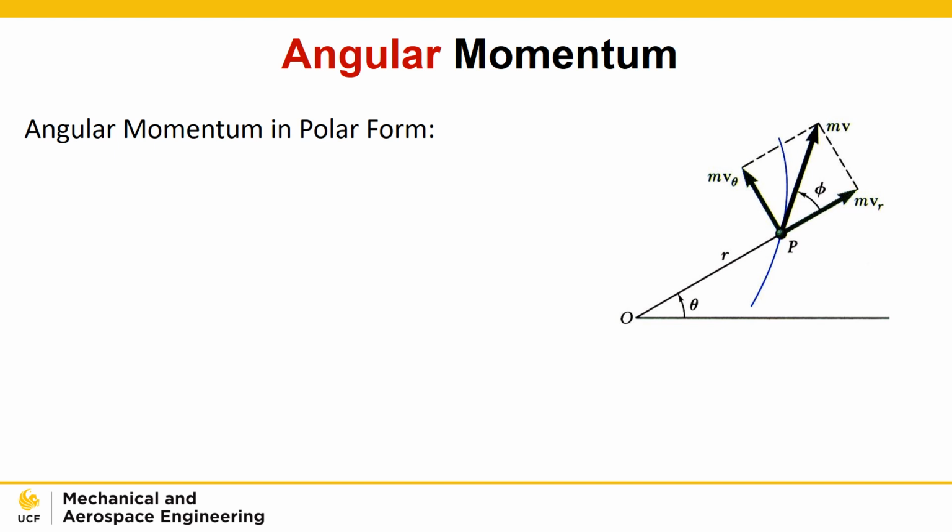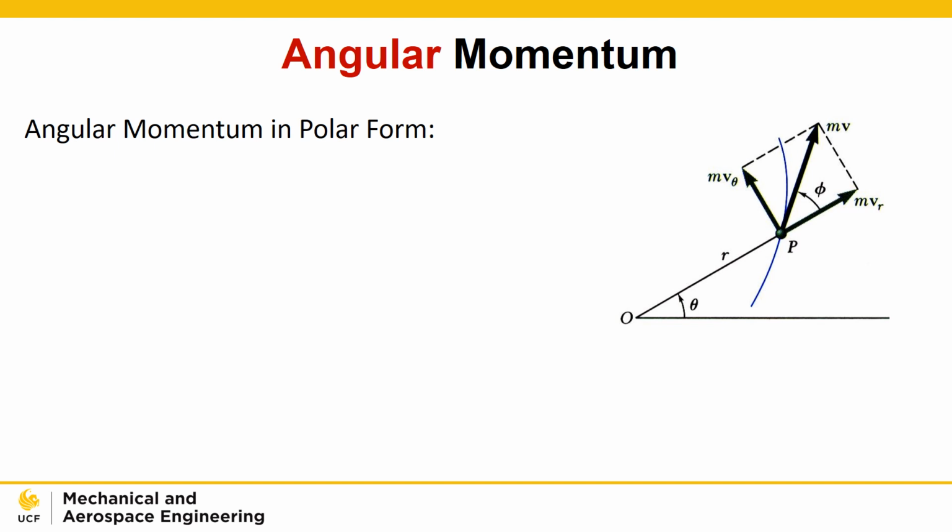Now let us look at the angular momentum equation using polar coordinates. If we are using polar coordinates, we can resolve the linear momentum of a particle mv into its radial and transverse components, m v r and m v theta.